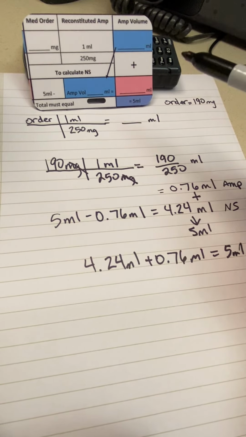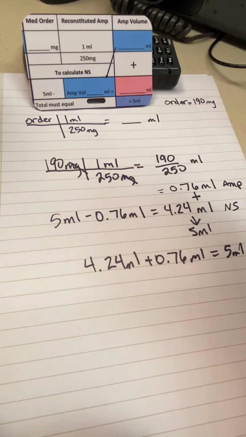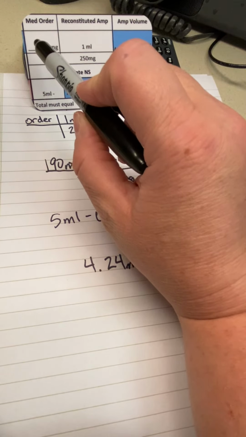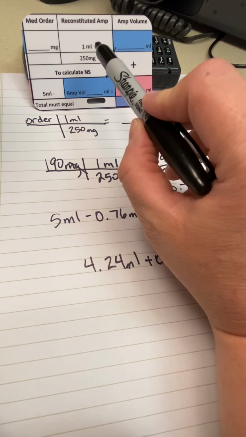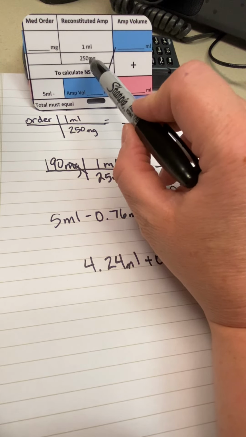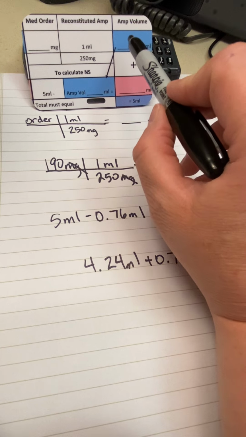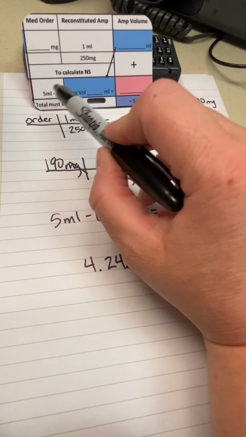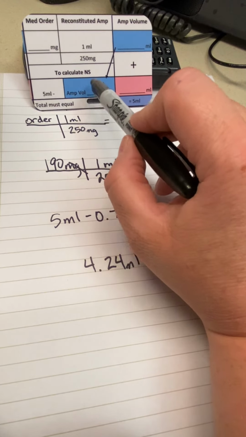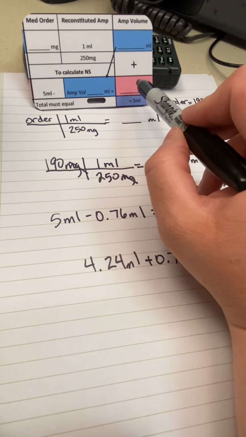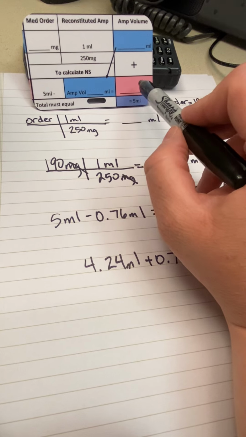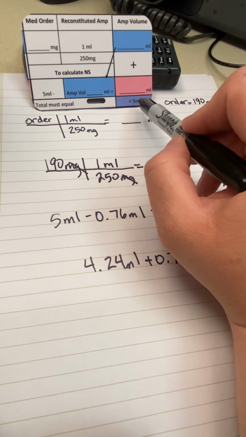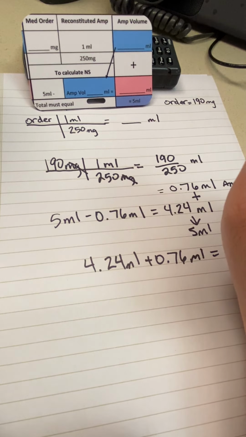So on the badge buddy that everybody's going to be getting, you can use a dry erase marker, so you can put your order directly here. So 190, we'll multiply across the top, divide across the bottom. You'll write your answer here, which would have been the 0.76. The blue goes to the blue. So 5 milliliters minus the 0.76, and that will give you a volume of normal saline. So blue volume, pink volume added together gives you a purple volume of 5 milliliters.